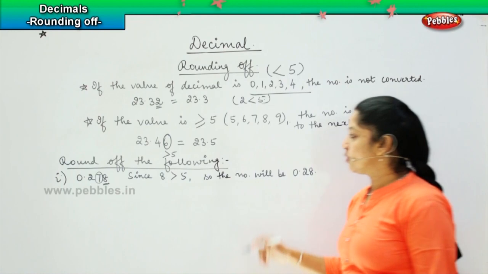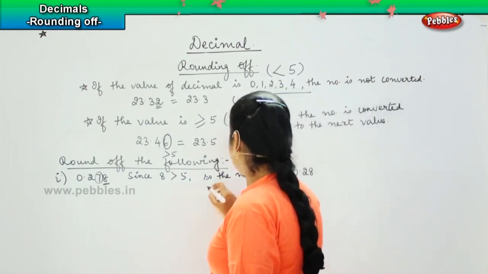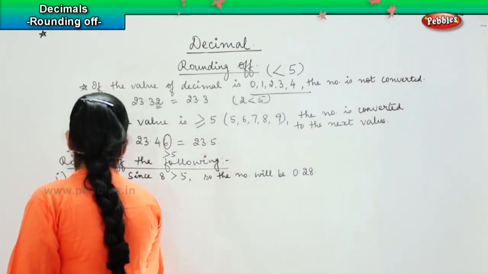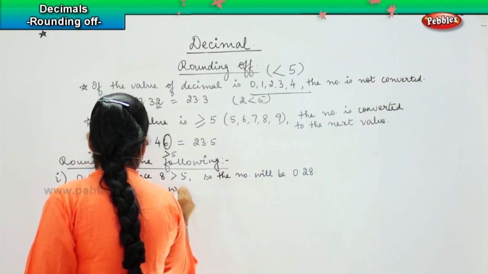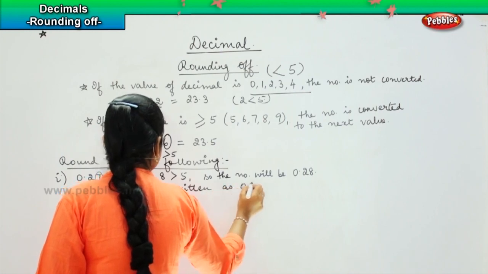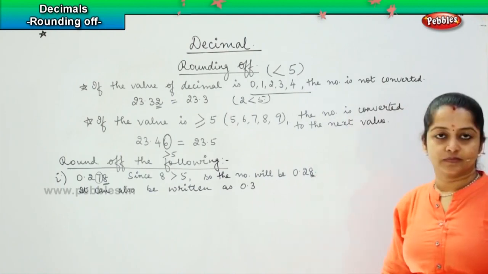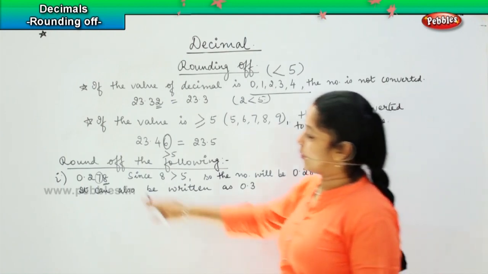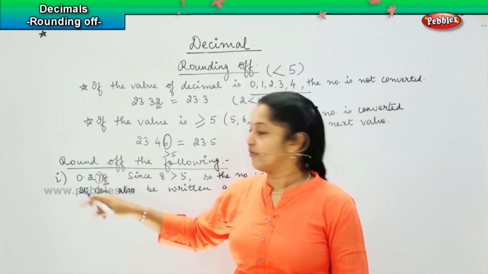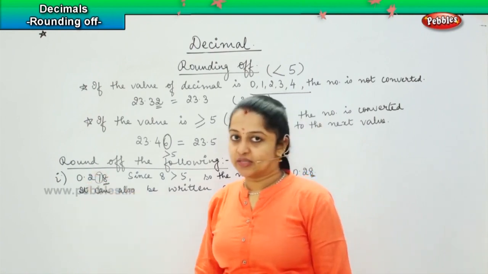You can also write it as 0.3. Why? Because here the value is 8. So first you convert at the nearest place value, and after that if this value is also 5 or greater, then you convert the next value. Shall we do the next sum?